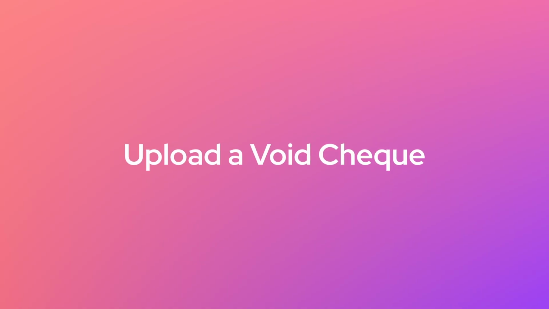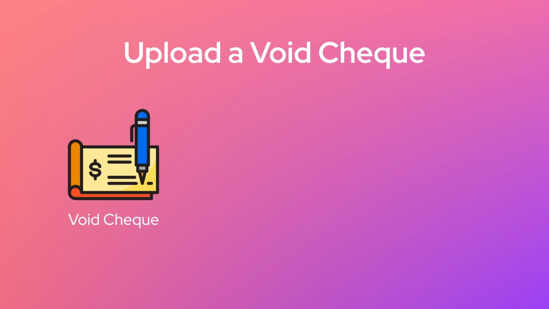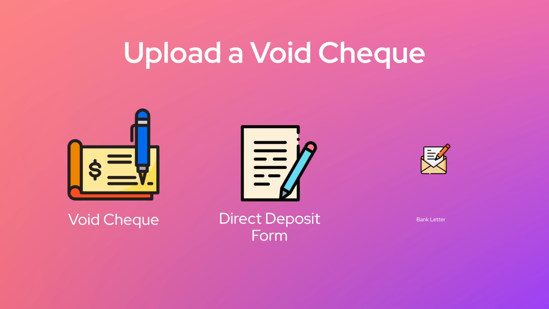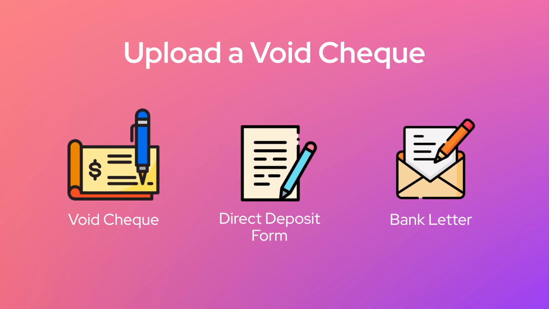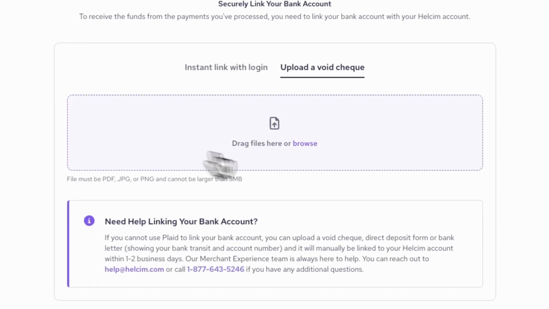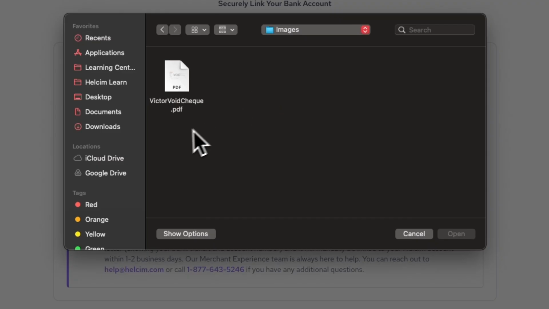Now, if for some reason you aren't able to access your online bank through Plaid, you can always choose the other option, which is to upload a void check. For this option, you'll need a void check, direct deposit form, or letter from your bank that has your account information on it. This can either be an image file, JPEGs or PNGs will do fine, or a PDF. Hit Browse to upload your file or drag it into the box.